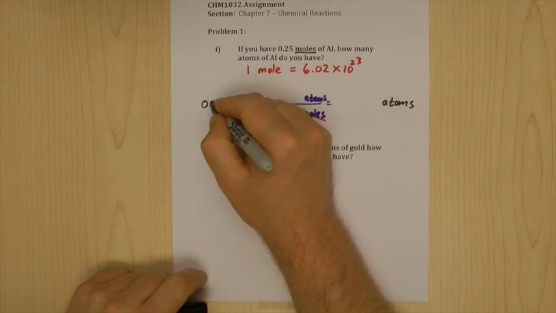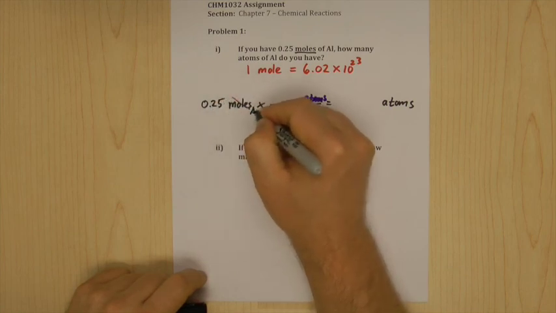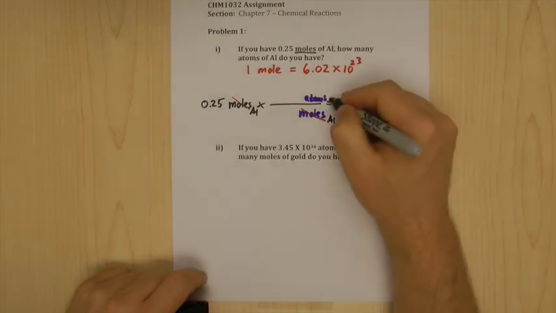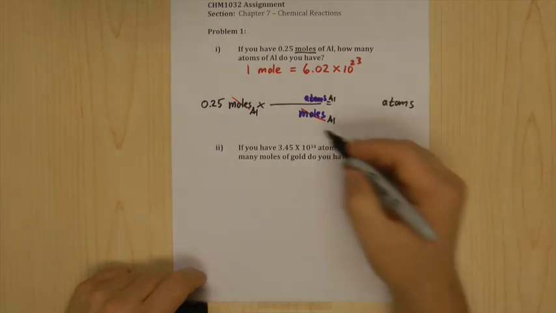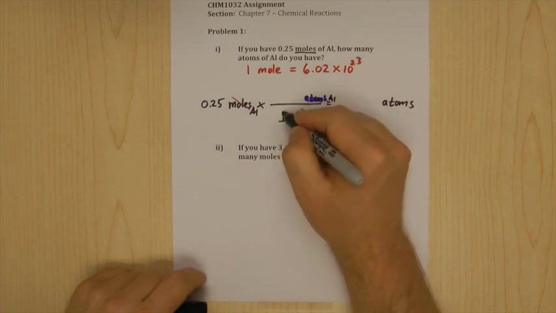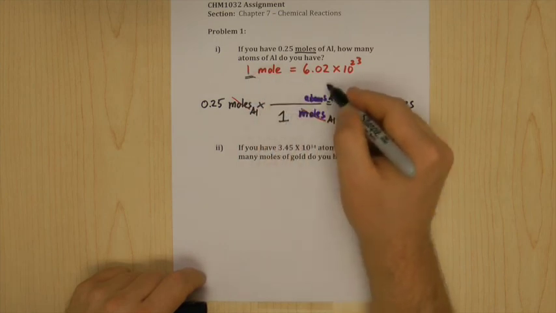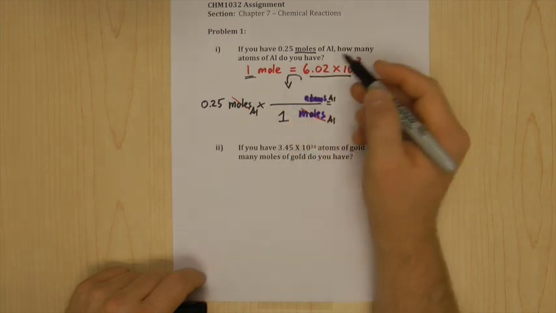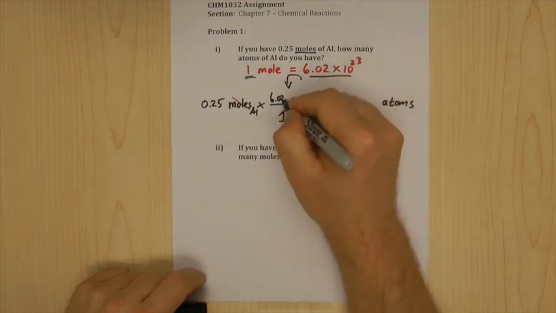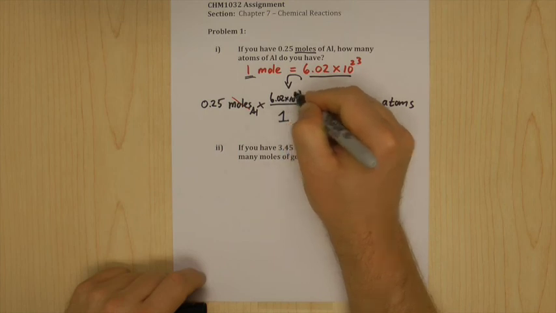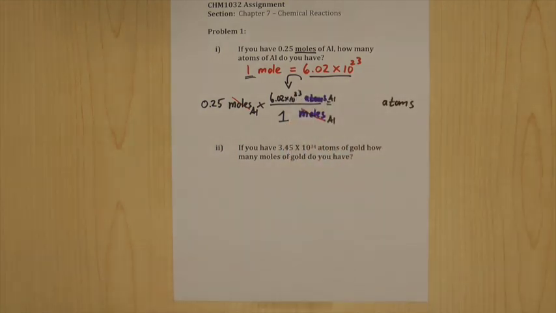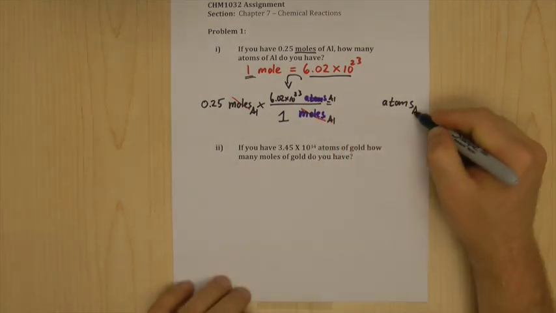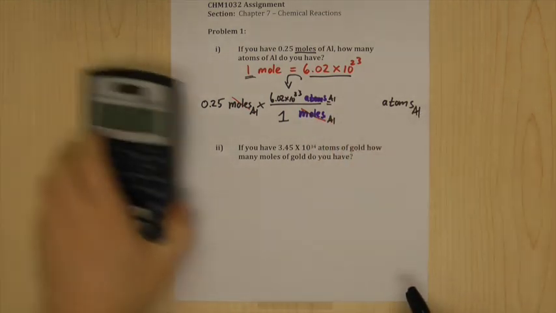So let's type in some numbers. I have 0.25 moles of aluminum. So I put moles of aluminum on the bottom, atoms of aluminum on top. So the number 1 goes here, comes from here to here. 6.02 times 10 to the 23 goes there. So that's how you set that up. Very simple. Units cancel, leaving me what I want, atoms of aluminum. Grab your handy dandy calculator.